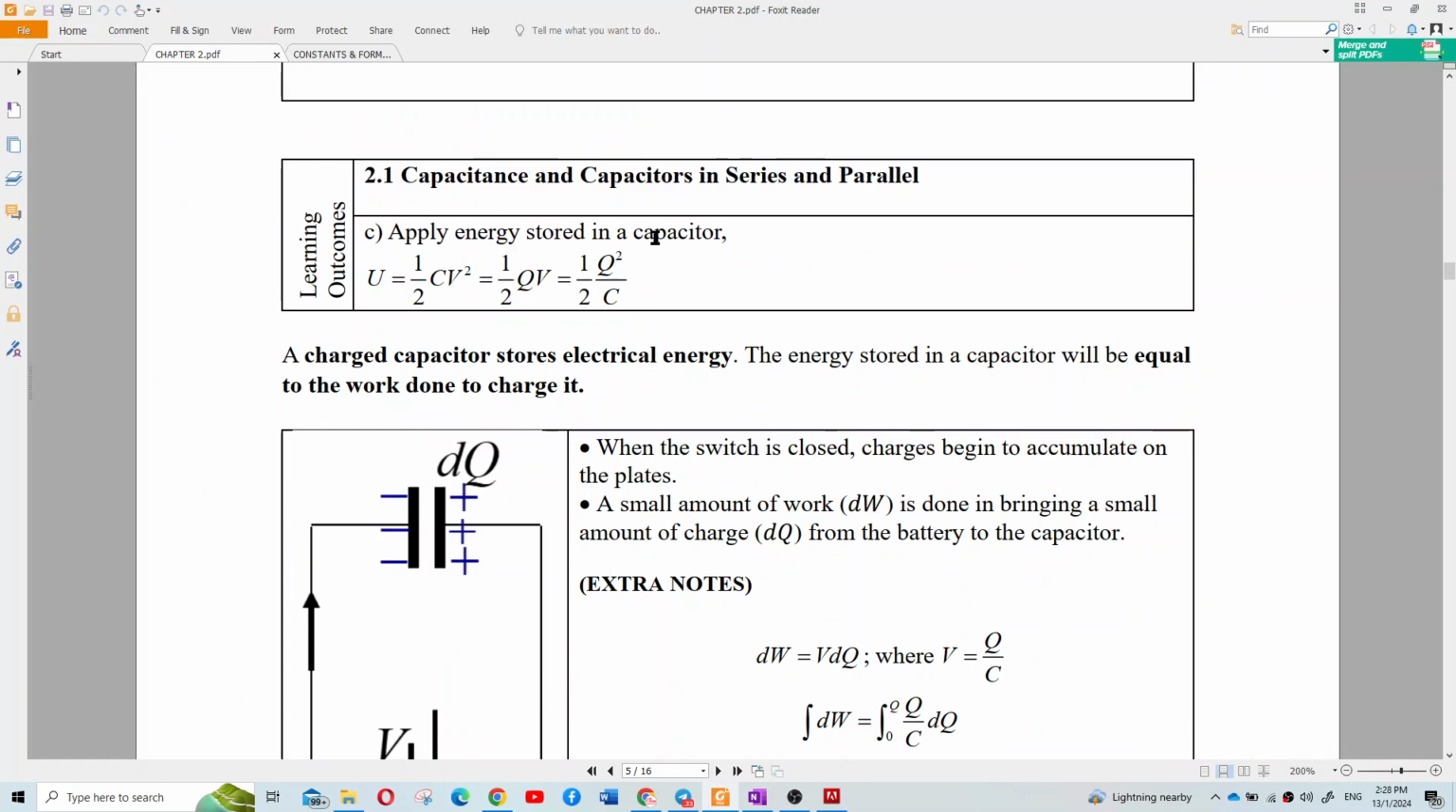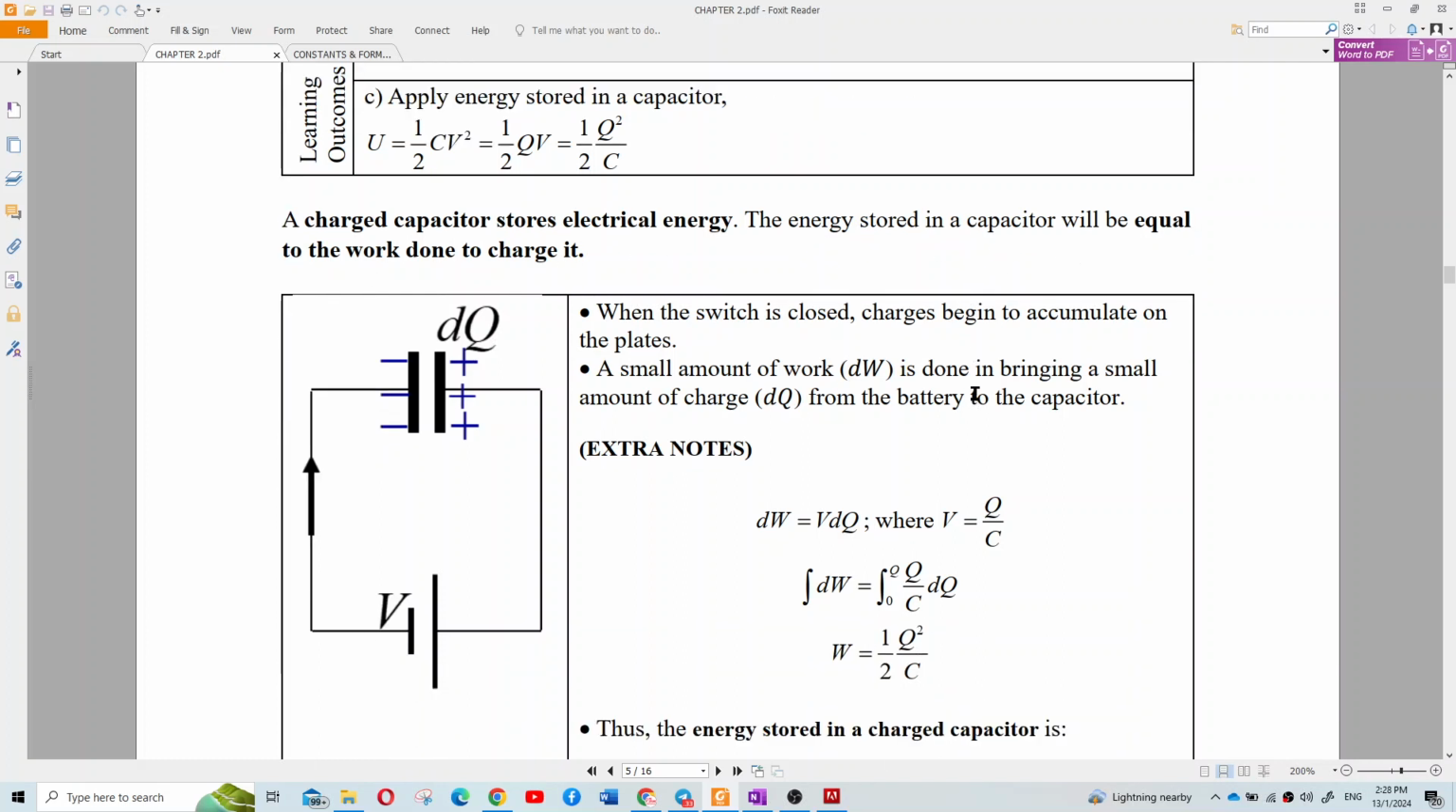Now the next thing is to apply energy stored in a capacitor. We know that a capacitor stores electric potential energy. A charged capacitor stores electrical energy. The energy stored in a capacitor will be equal to the work done to charge it.